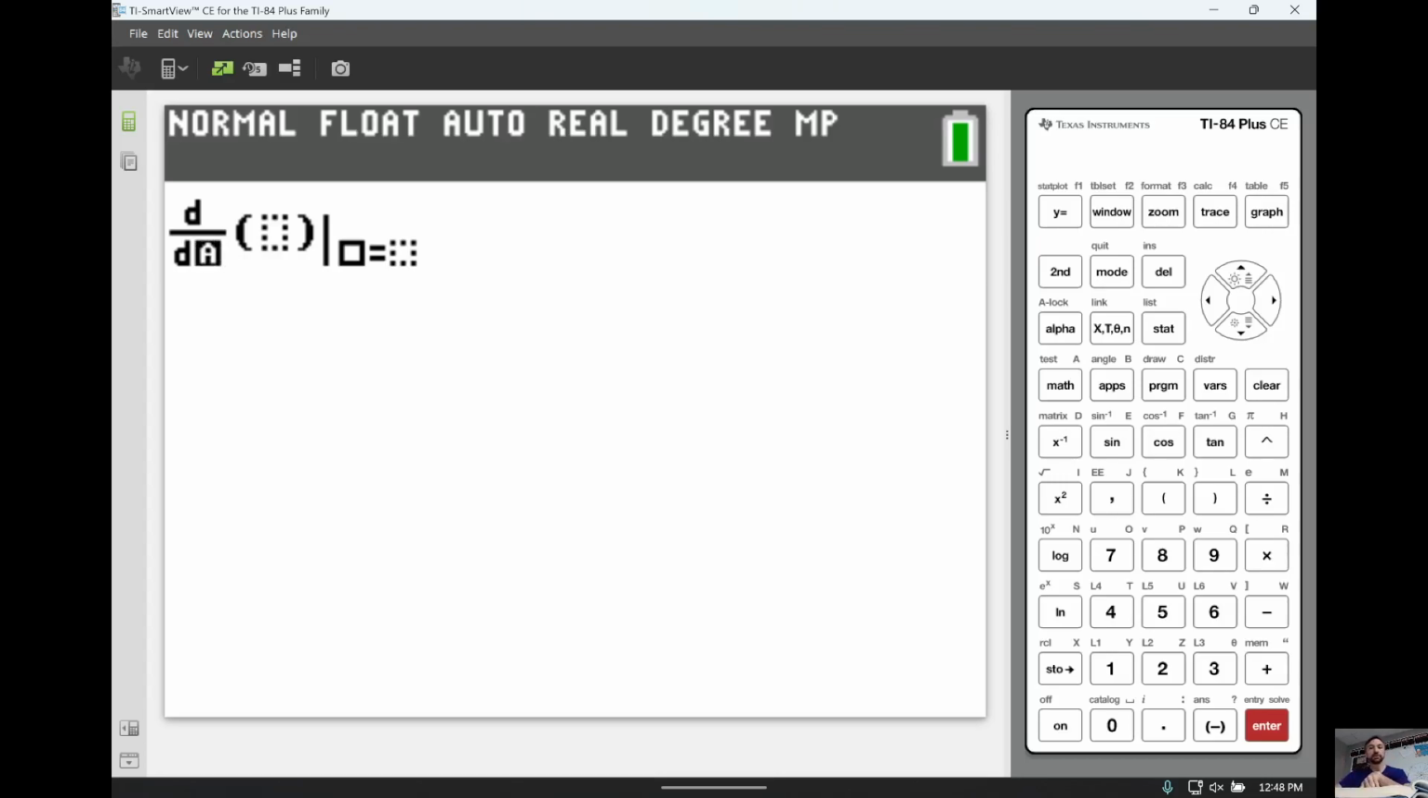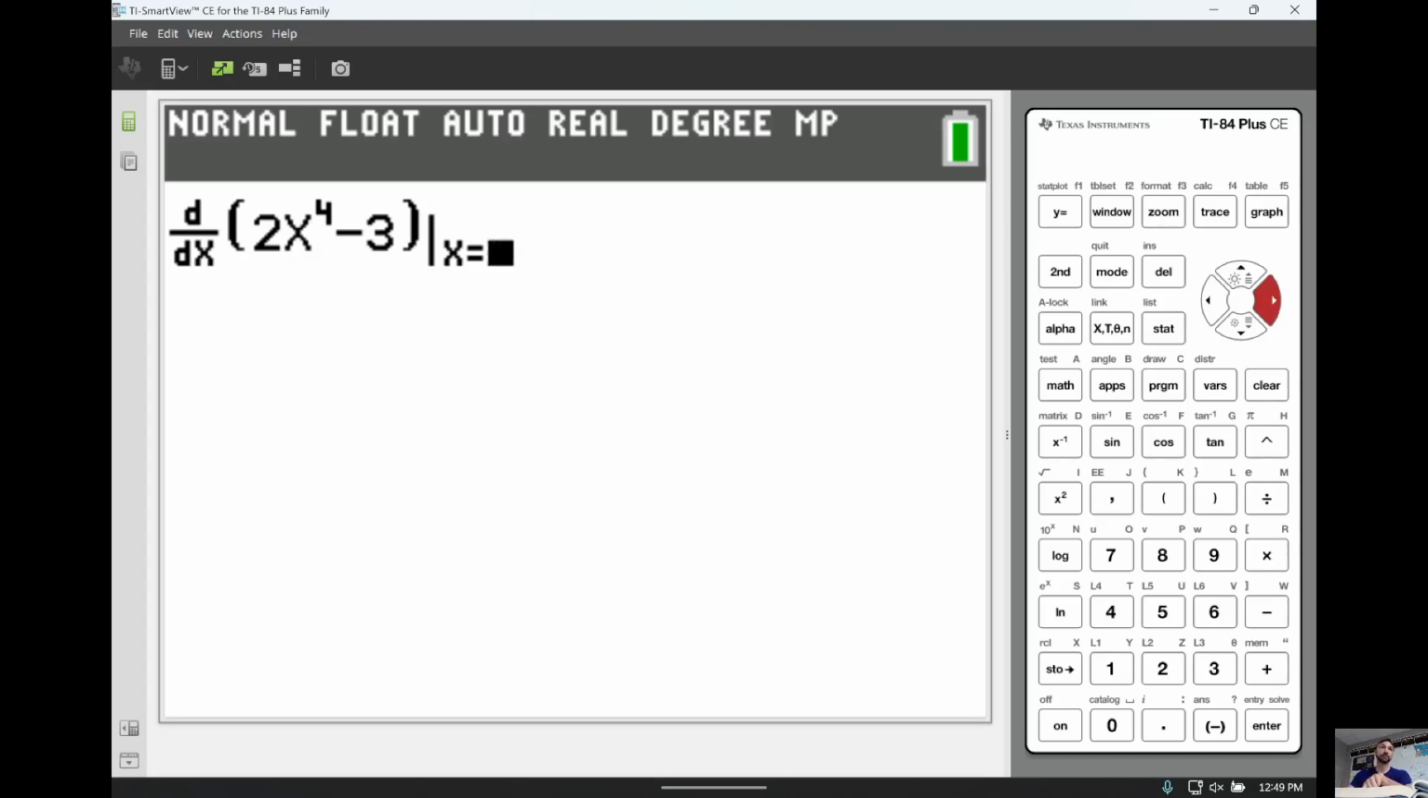So, what was the first one that the calculator asked you to do, 33? Yes. Okay. It says, let's take the derivative of, now we have to define the variable. We want to take the derivative with respect to x because x is in the problem. 2x to the 4th minus 3. Now, your calculator won't do that derivative for you, but what it can do is that derivative for you if you tell it at a specific point.